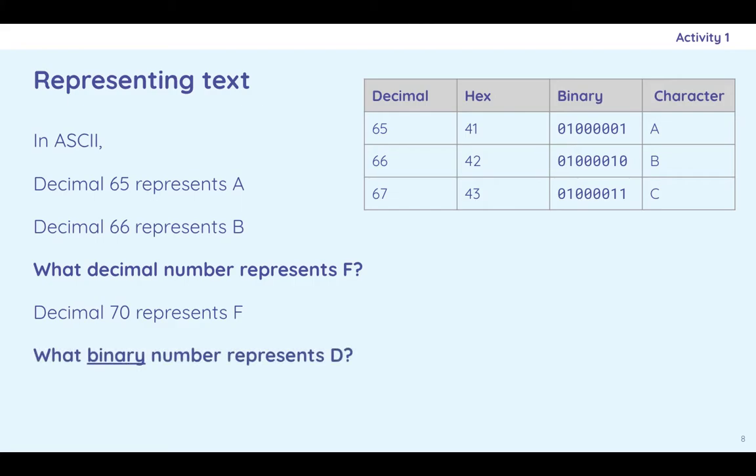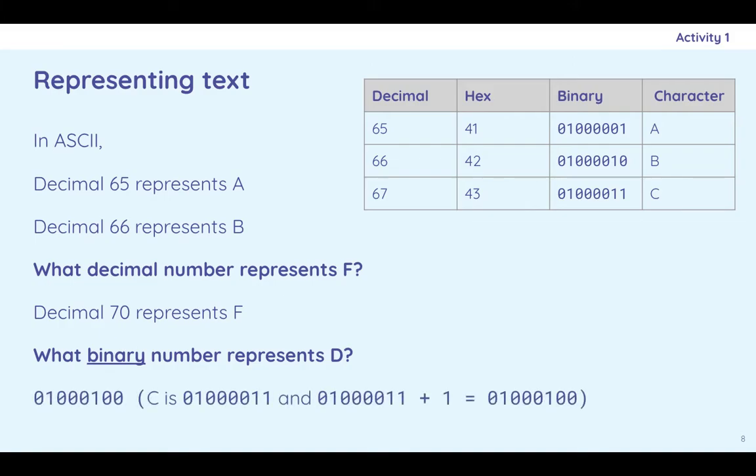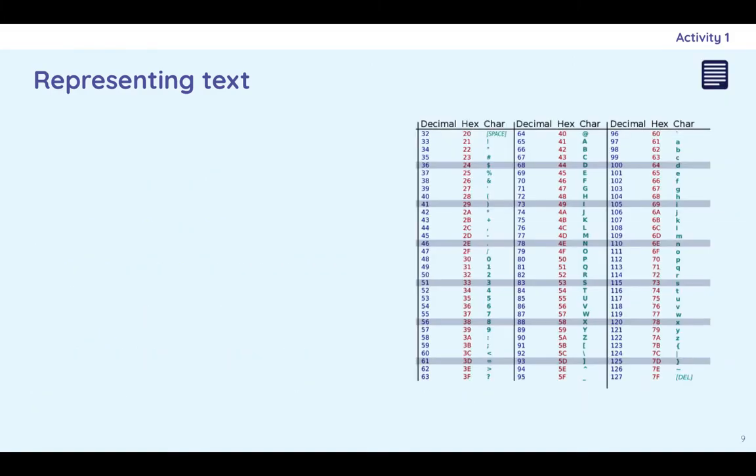What binary number represents D? You would just need to add 1 to the value we've got for C there, and I think you'd end up with 01000100. Yep, there we go.